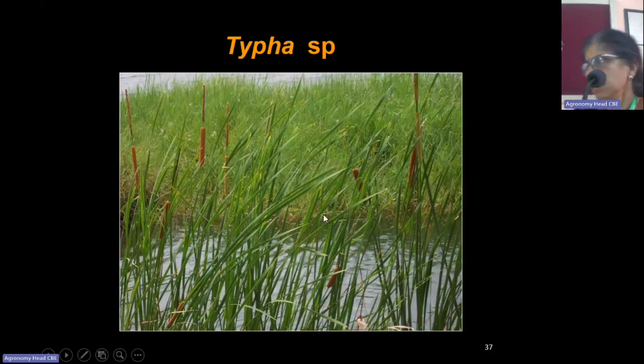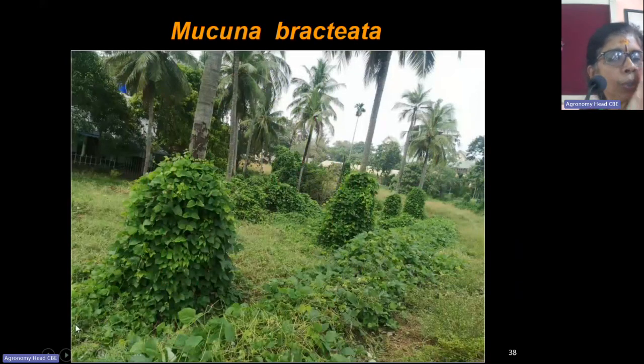And these are not actually very serious. The typha is not a very serious weed in cultivated systems. It's actually a good plant. This typha is restricted to, you might have seen in some wetlands, typha species, just to introduce you.